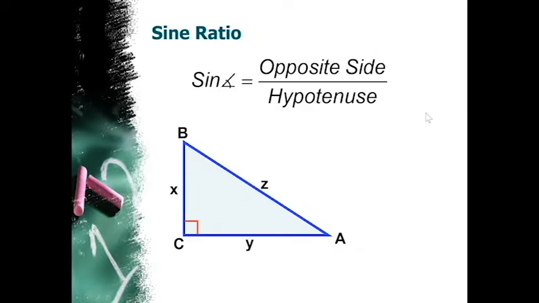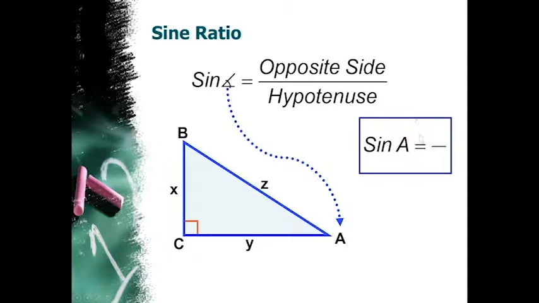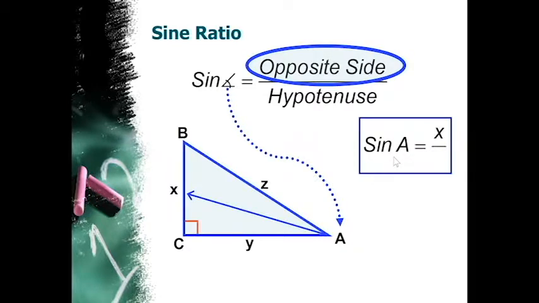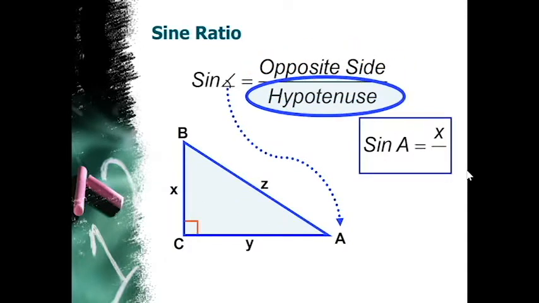The sine ratio has been assigned the opposite side over the hypotenuse. So if we're looking at the sine of A, that gives us our perspective angle down here in the bottom right. For the sine of A, the opposite side would be x, so we would put the x on the top of our fraction. The hypotenuse in this triangle is represented by z. So our ratio for the sine of A would be x over z.